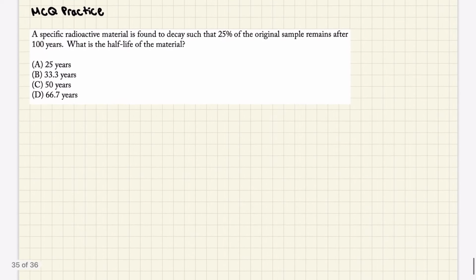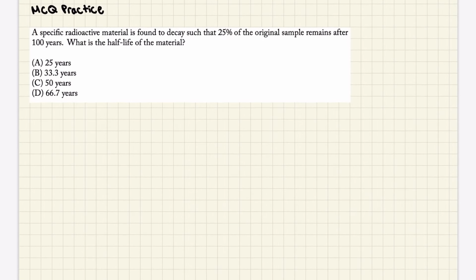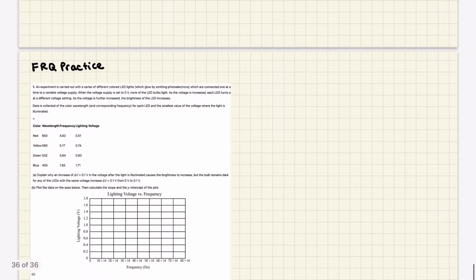Okay, second problem here. A specific radioactive material is found to decay such that 25% of the original sample remains after 100 years. What is the half-life of the material? This is pretty simple. If it's 25%, we know that first it's 100, then it's 50 because half-life, and then half of 50 is 25. So this is 2 cycles later. If that's a total of 100 years, that means each cycle should be 50 years. So our answer would be C.